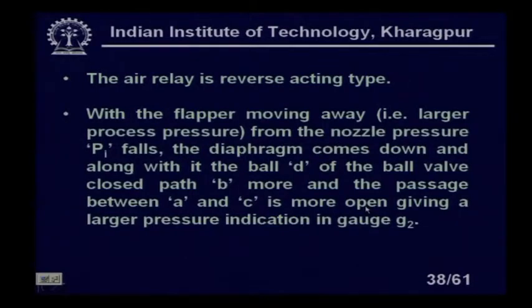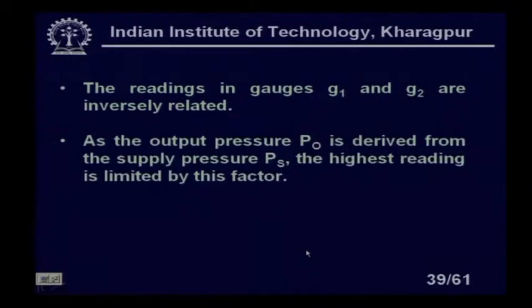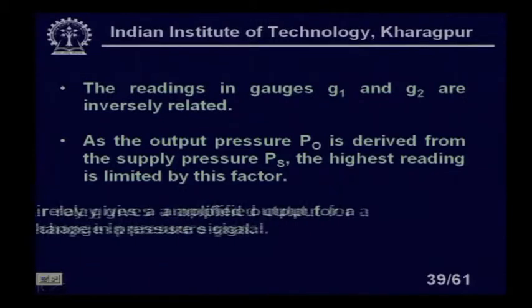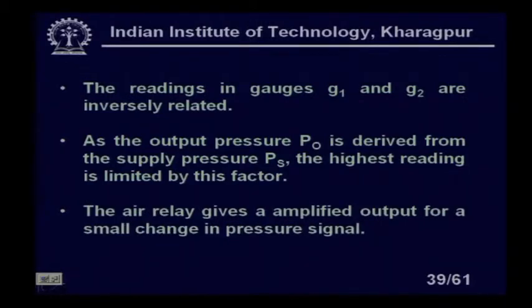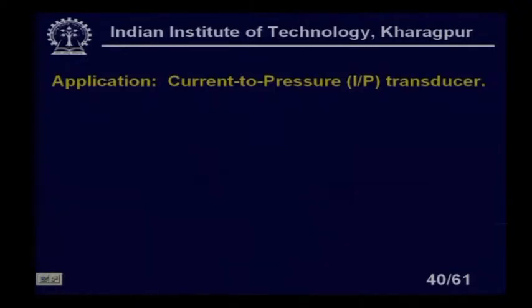With the flapper moving away, that we have already explained. Now, as the output pressure PO is derived from the supply pressure PS, the highest reading is limited by this factor, right? The air relay gives this amplified output for a small change in pressure signal. That is the reason from 3 to 5 psi, I am getting a signal from 3 to 15 psi.